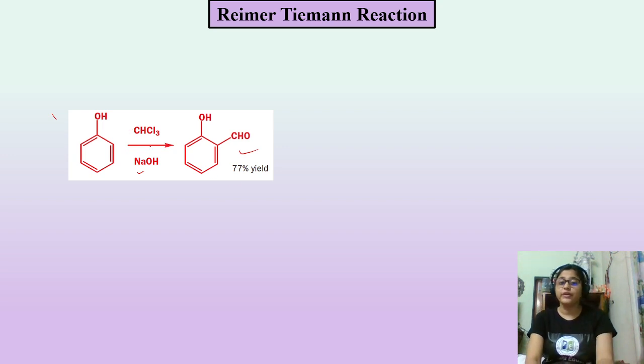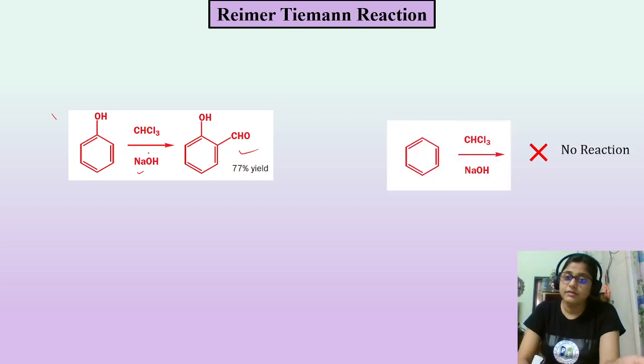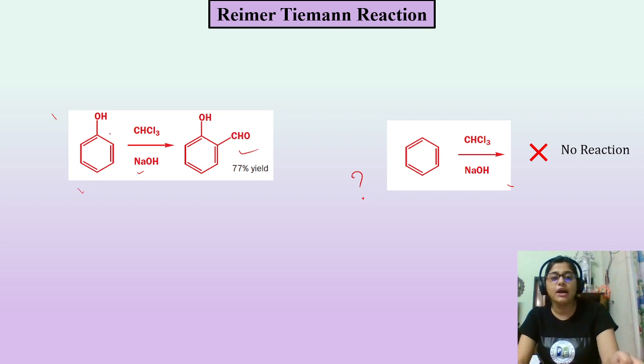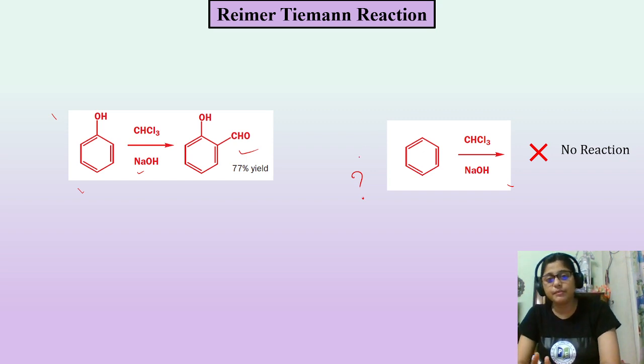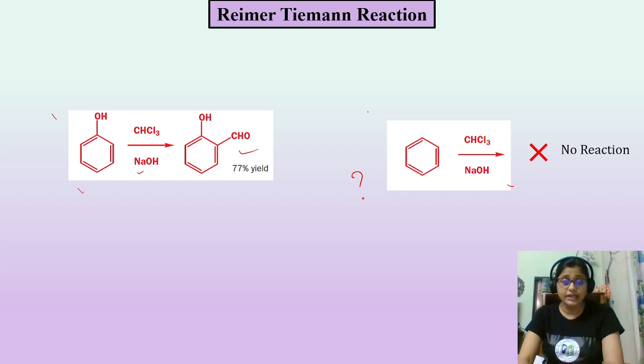So selectivity is more here. But when only benzene is reacting with CHCl3 and NaOH, the reaction is low. Why? Here the electron density of the phenol ring is more, which can attack the electrophilic carbene carbon. But in benzene, although electron density is there, the carbene carbon is not so electrophilic as to draw its electron density without any group attached.